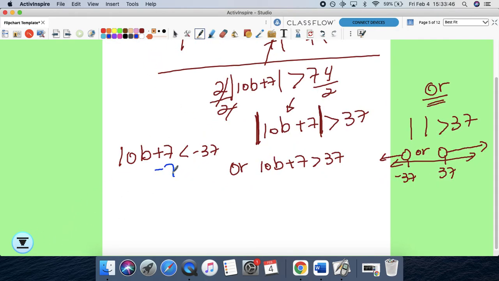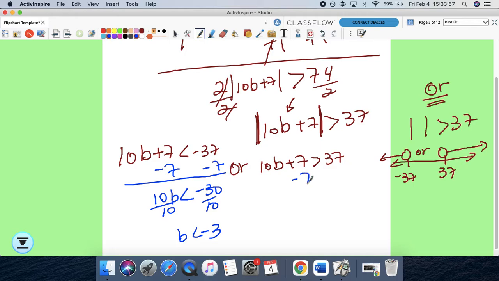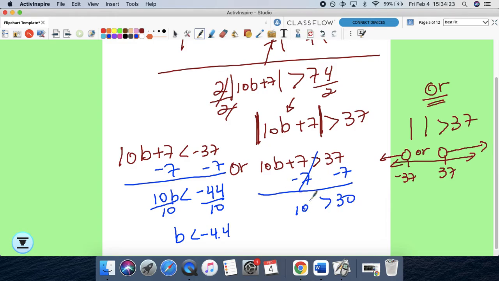Well, let's do the first one. Minus 7 on both sides. That's negative 30. And then 10b comes down. Divide by 10. And b is less than negative 3. Here, minus 7 again. Oops, I did this wrong. I apologize. So this is negative 37, minus 7 is negative 44, and divide by 10. Sorry. So that means negative 4.4. Apologies. Over here, minus 7, so that's greater than 30. That goes away. 10b, divide both sides by 10, and b has to be greater than 3.